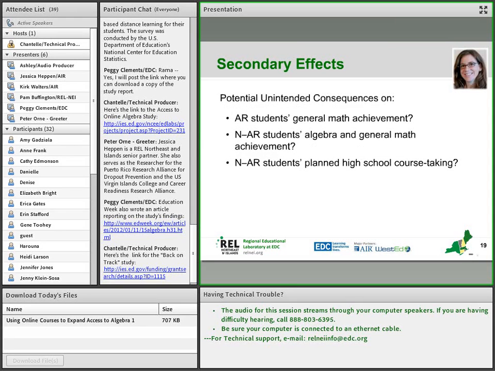So we looked at potential unintended consequences on the algebra-ready students' general math achievement. Instead of taking a general math course, in most cases they were taking an Algebra 1 course, and so an important question is whether they lose ground in their general mathematics knowledge, achievement, and skills. We also looked at potential unintended consequences on non-algebra-ready students. These were the other students in the schools who weren't identified ahead of time as algebra ready or eligible for an Algebra 1 course. Were there any unintended consequences on these students who remain in the general 8th grade math class? We looked at their algebra achievement and general math achievement at the end of 8th grade, as well as their planned or projected high school course taking.